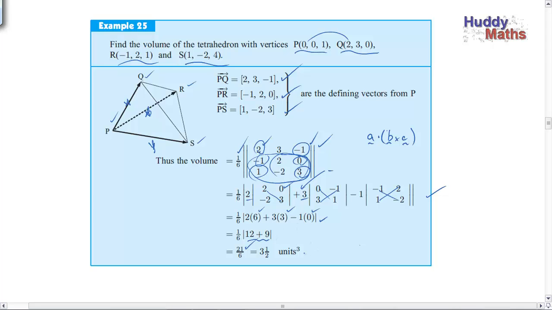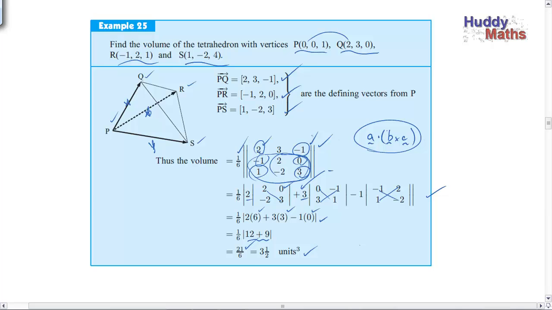21 on 6 is 3.5 cubic units. All right, so it's all coming together. Just remember the way in which you will do that using determinants of a 3 by 3, similar to what we were doing with IJK.